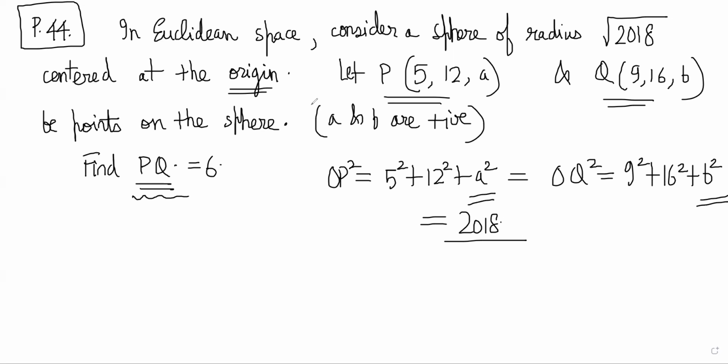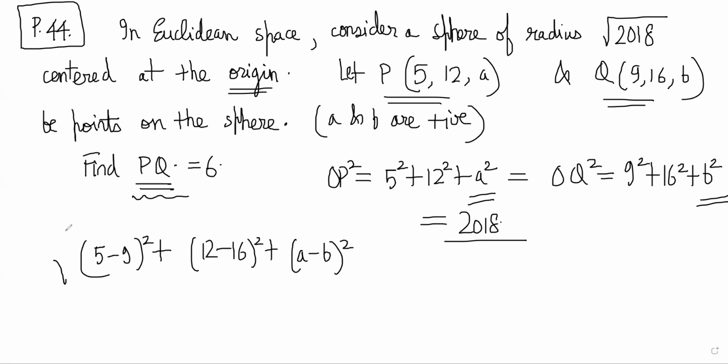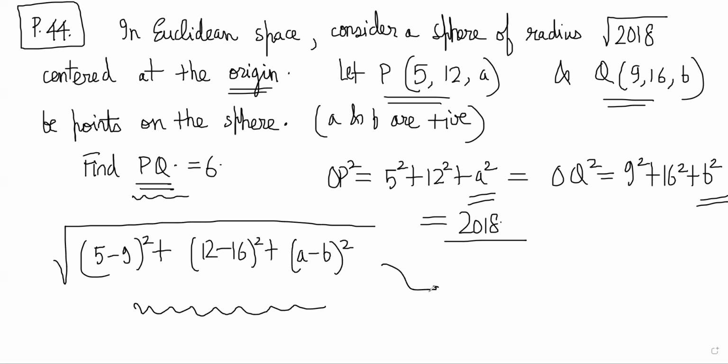And technically what you have to find is PQ square is 5 minus 9 whole square plus 12 minus 16 whole square plus A minus B whole square. You have to find this quantity. It is easy to find that it is 6. I hope it is clear for everyone. This is not very difficult, right? Let's move on to the next problem.